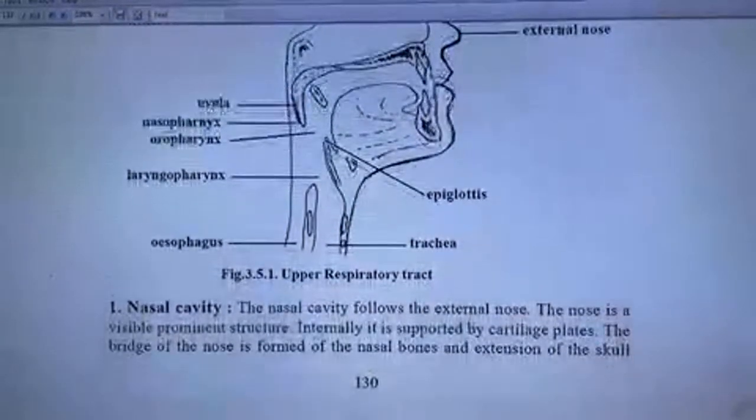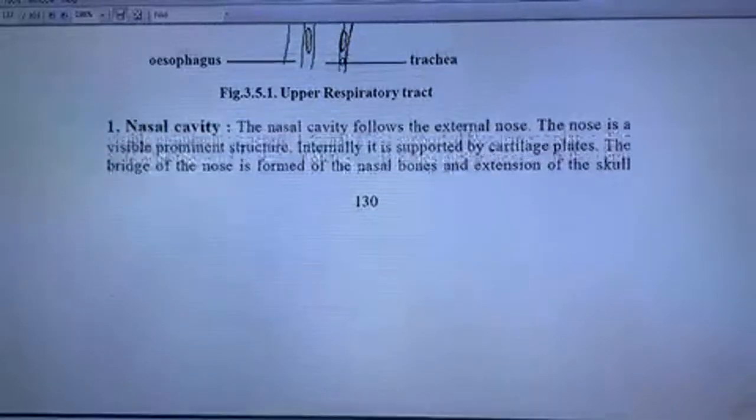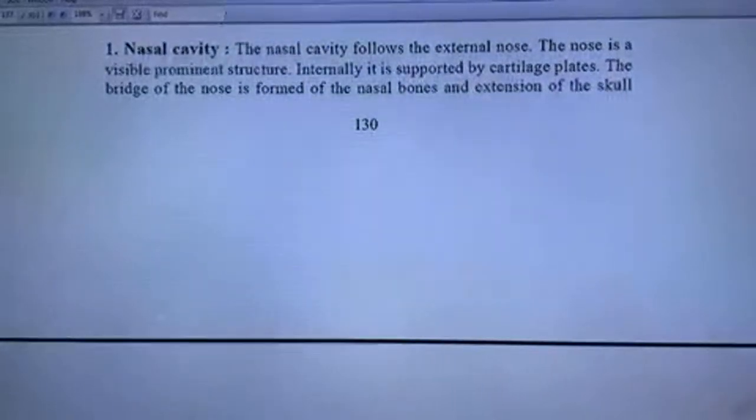Nasal cavity. The nasal cavity follows the external nose. The nose is a visible, prominent structure internally. It is supported by cartilage plates. The bridge of the nose is formed of the nasal bones and extension of the skull.